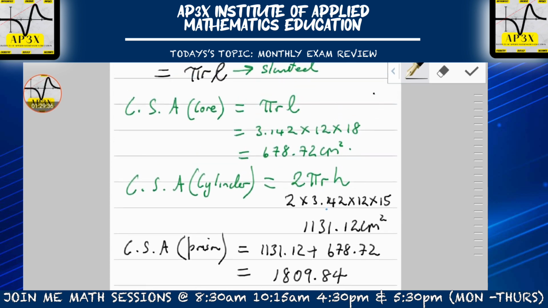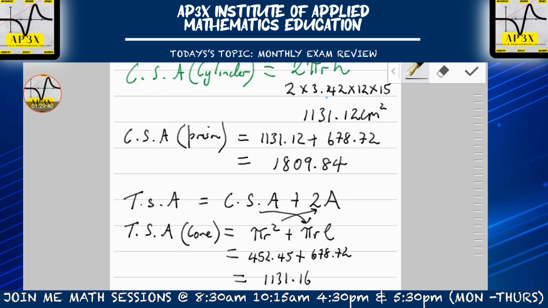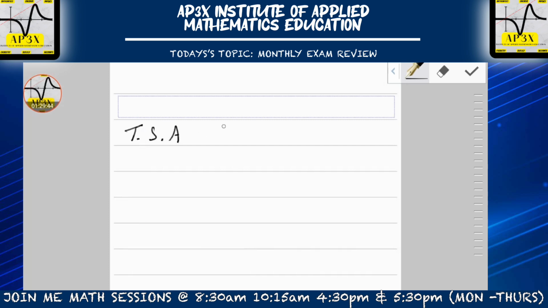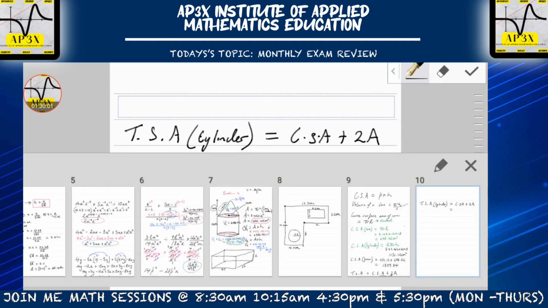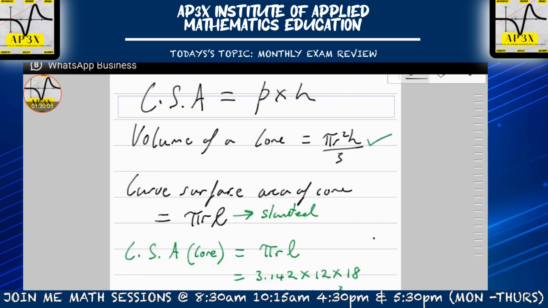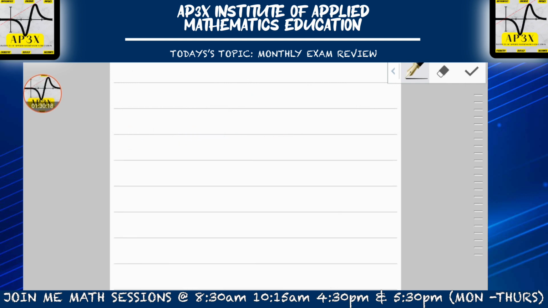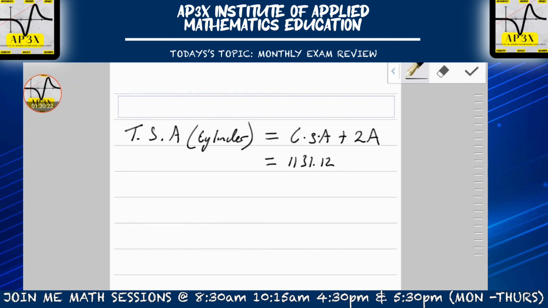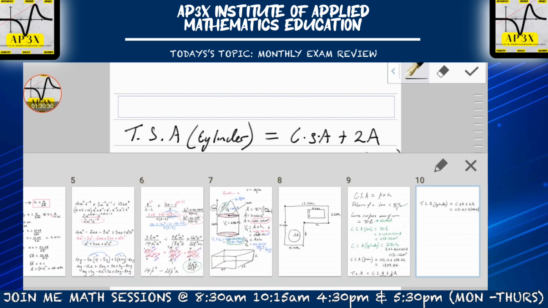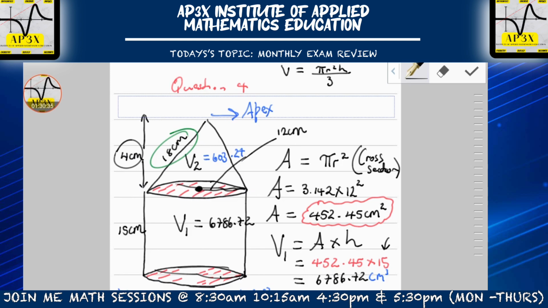Now we need to find the total surface area of the cylinder. The total surface area of the cylinder is going to be the curved surface area of the cylinder plus 2a, because there are two cross sections on the cylinder. We would have already calculated the curved surface area of the cylinder, which is 1131.12. So 1131.12 plus 2 times 452.45, because that is the area of the base, and there are two of them. If you look at the cylinder, there's one at the top and one at the bottom.